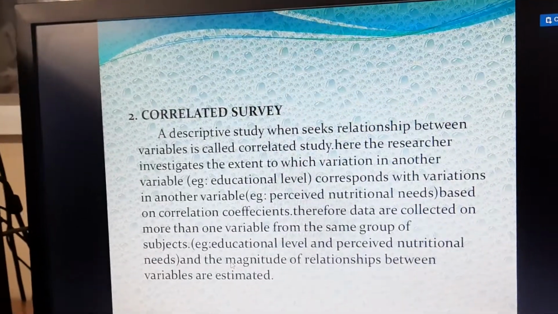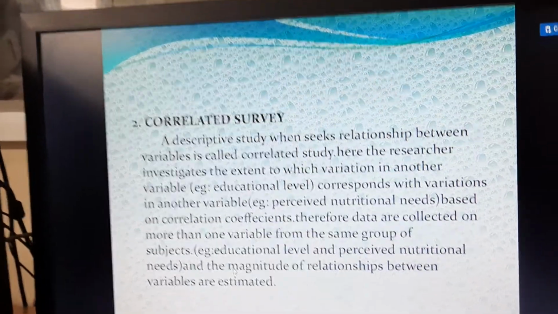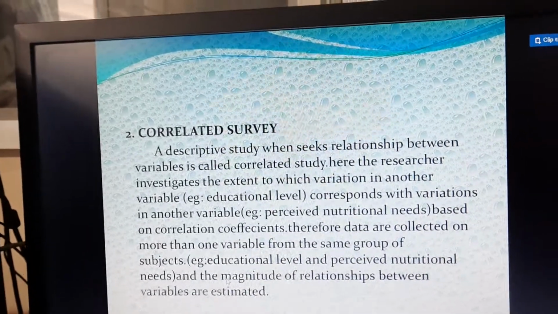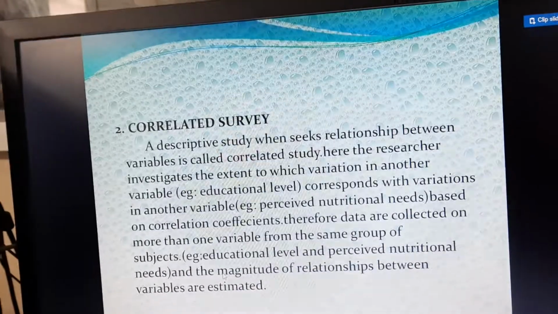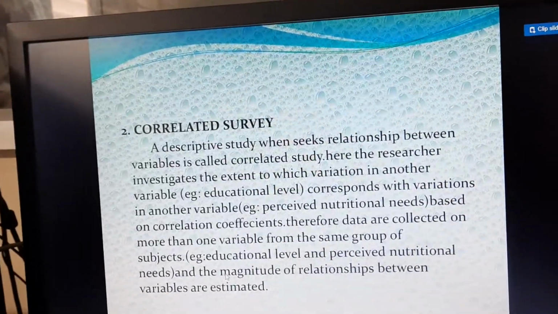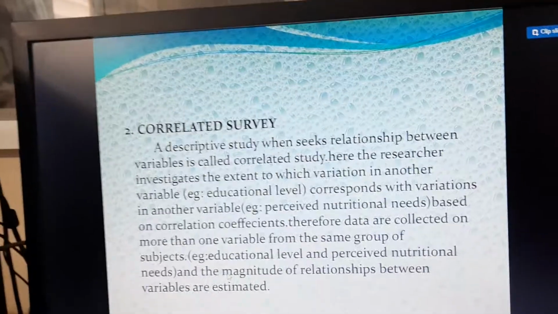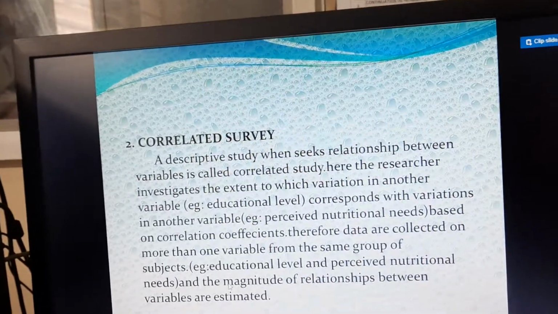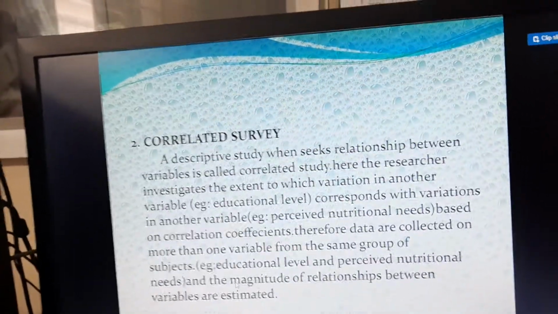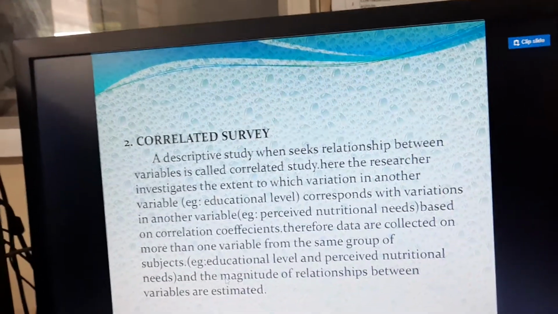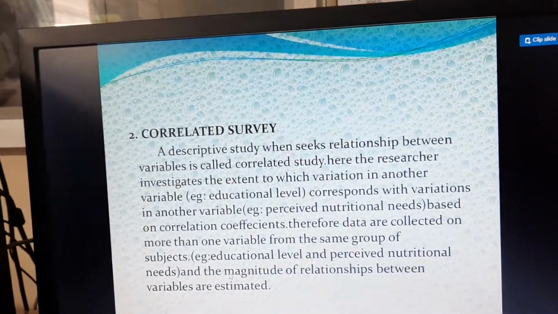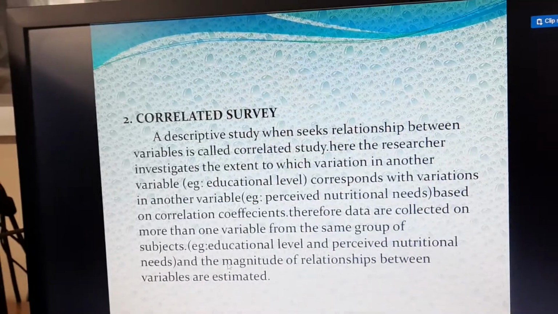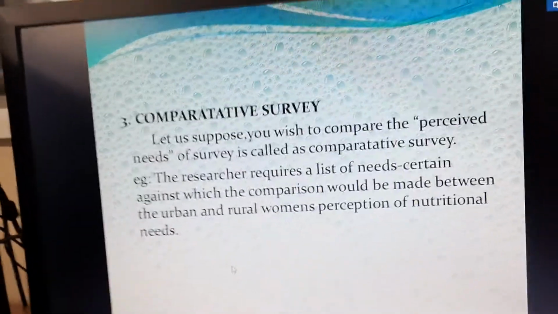Therefore, data are collected on more than one variable. That is, we are not collecting one-to-one. We are collecting around 40 variables, minimum. So with 40 variables, we collect those who studied up to 10th standard, those who are working, those who are students, those studying degree courses, and their ages. So we are correlating. Understood? This is a correlational study: variables from the same group of subjects, that is, education level and perceived nutritional needs, and the magnitude of the relationship between the variables is estimated.